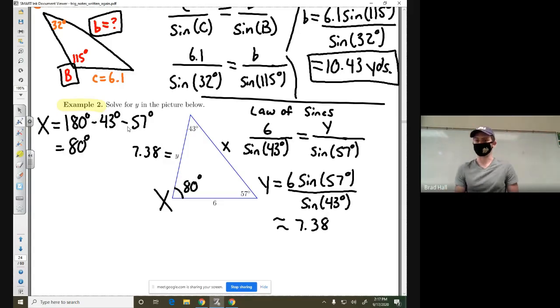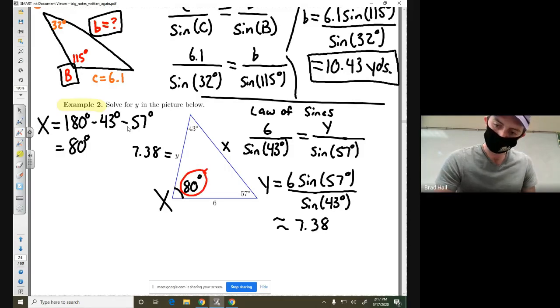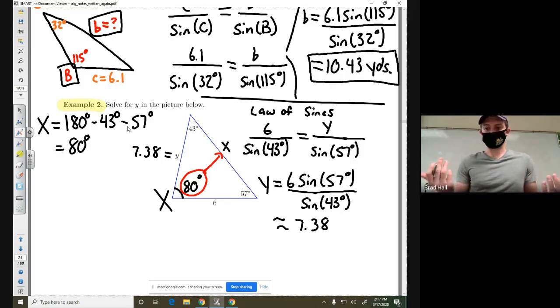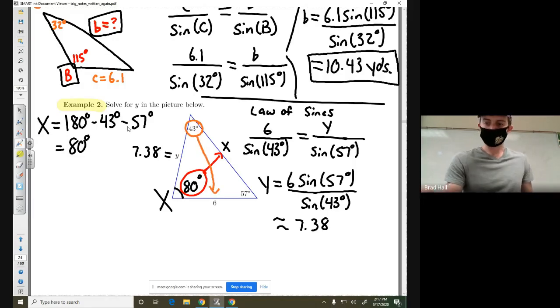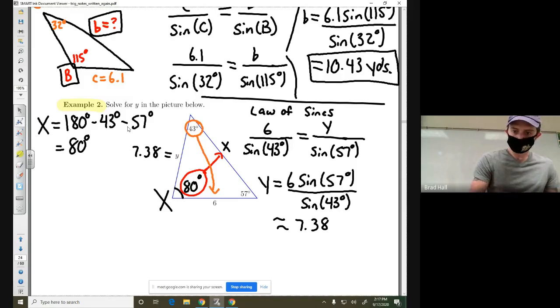And now we can use the law of sines, because now we have an angle and its corresponding side, and we need to compare that to a completed ratio. Now we have two completed ratios. I'm going to pick the one that's got less approximated numbers, so I'll pick the 43 and the 6, because we need some sort of completed ratio.